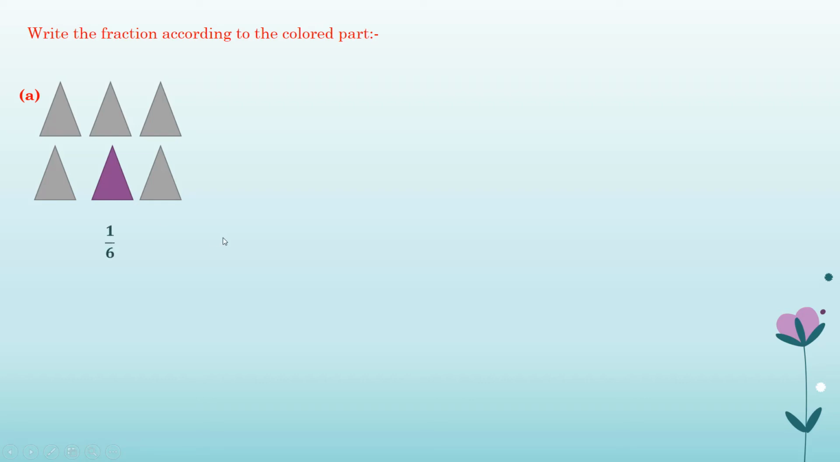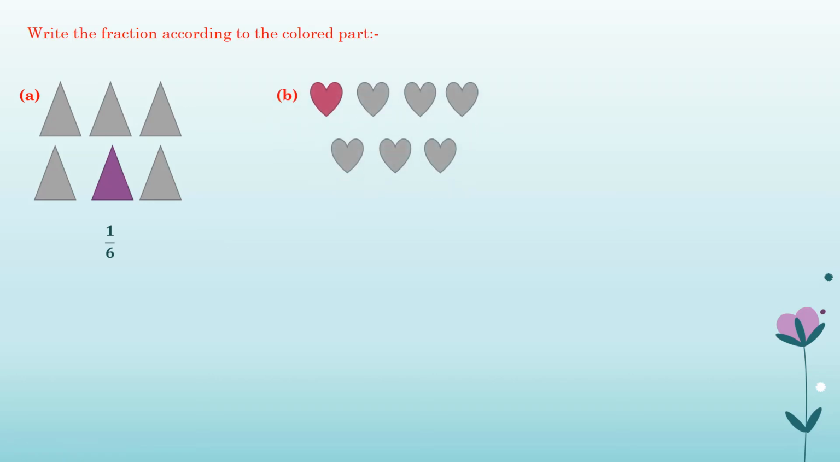Now, write the fraction according to the colored bird. I have how many birds now? How many triangle? Triangle means the parts. I have one, two, three, four, five, six. Six triangle and I have 1 out of 6. How can I write it as a fraction? I can write it as 1 out of 6.